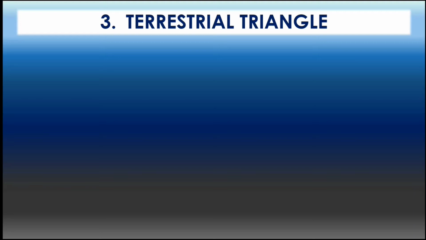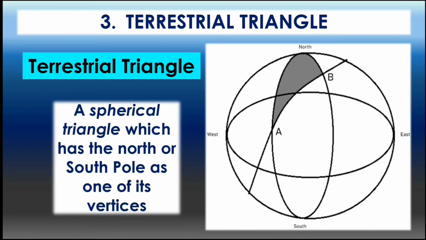For the continuation of the topics under the applications of spherical trigonometry, we have the terrestrial triangle. It is a spherical triangle which has the north or south pole as one of its vertices. In the illustration on the right, we can see the shaded portion. It is an example of a terrestrial triangle. As you can see, we have point A, point B, and another point which is actually one of the poles. In this illustration, the third vertex is at the North Pole.